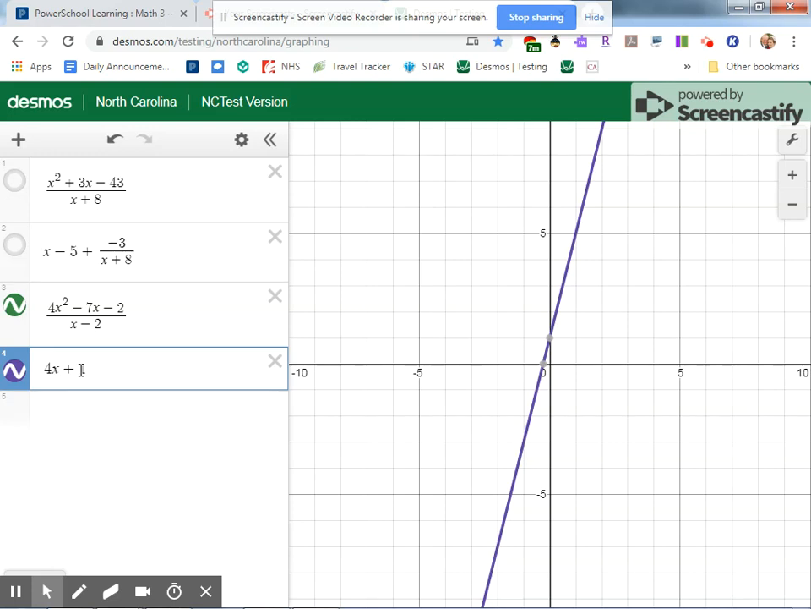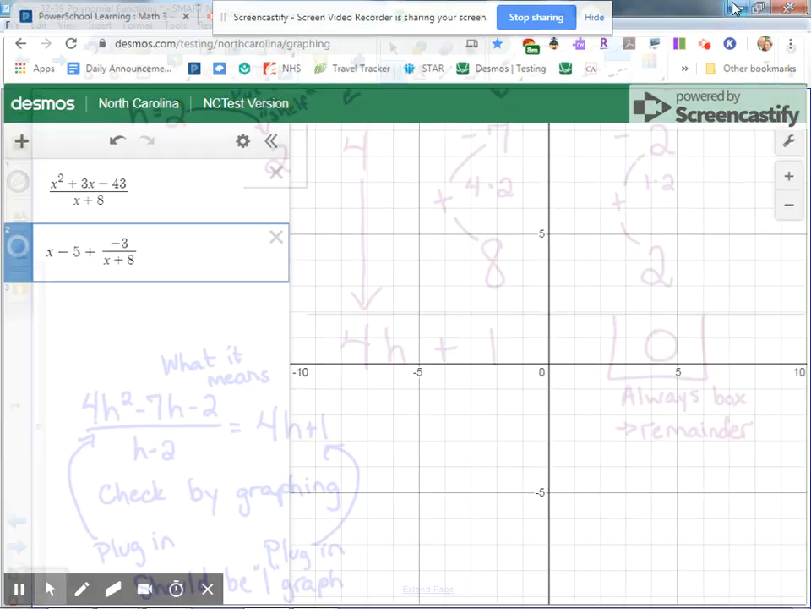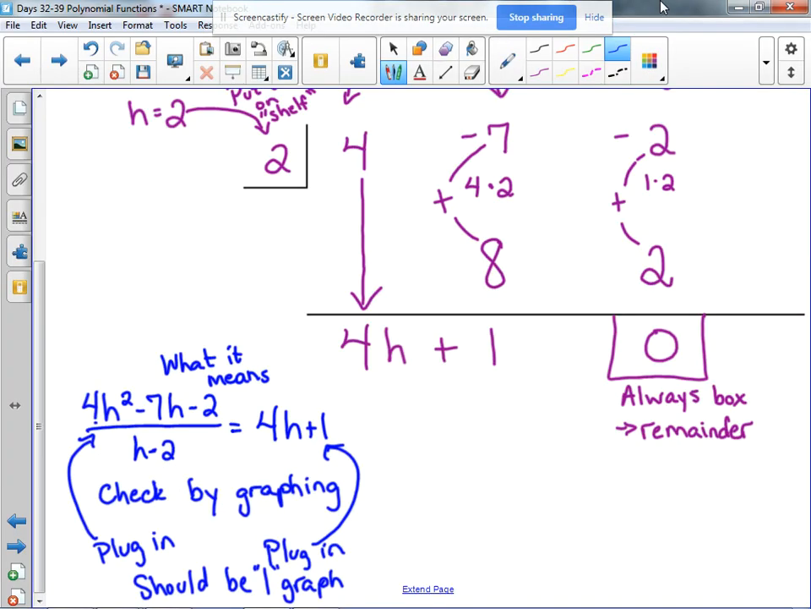If you had messed up a sign, if you had said that that was a -1, notice if I type in 4x minus 1, these are two different lines. So that means I messed something up in my synthetic division. I need to go back and check because those two things are not equal to each other, which they should be. I'll point that out again here in a minute when we do another example.